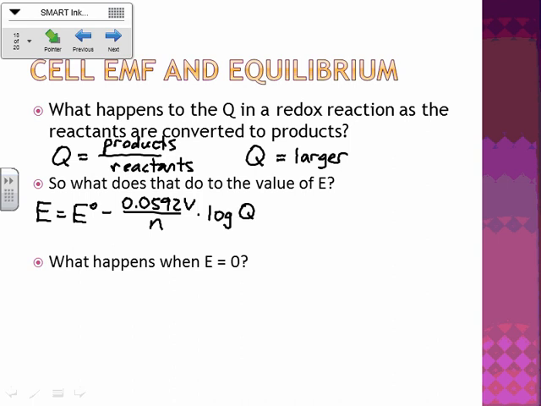Okay? As Q gets bigger, what does that do to the log of Q? It's not a trick question on that one. It's actually going to get bigger, right? So the log of bigger numbers is going to be bigger than the log of smaller numbers. So as Q gets bigger, the log of Q gets bigger. As that gets bigger, this whole expression gets bigger, right? What does that do to the value of E? It actually causes it to decrease because we're subtracting this term from the E0, right? So the value of E is going to get smaller. It's going to decrease.